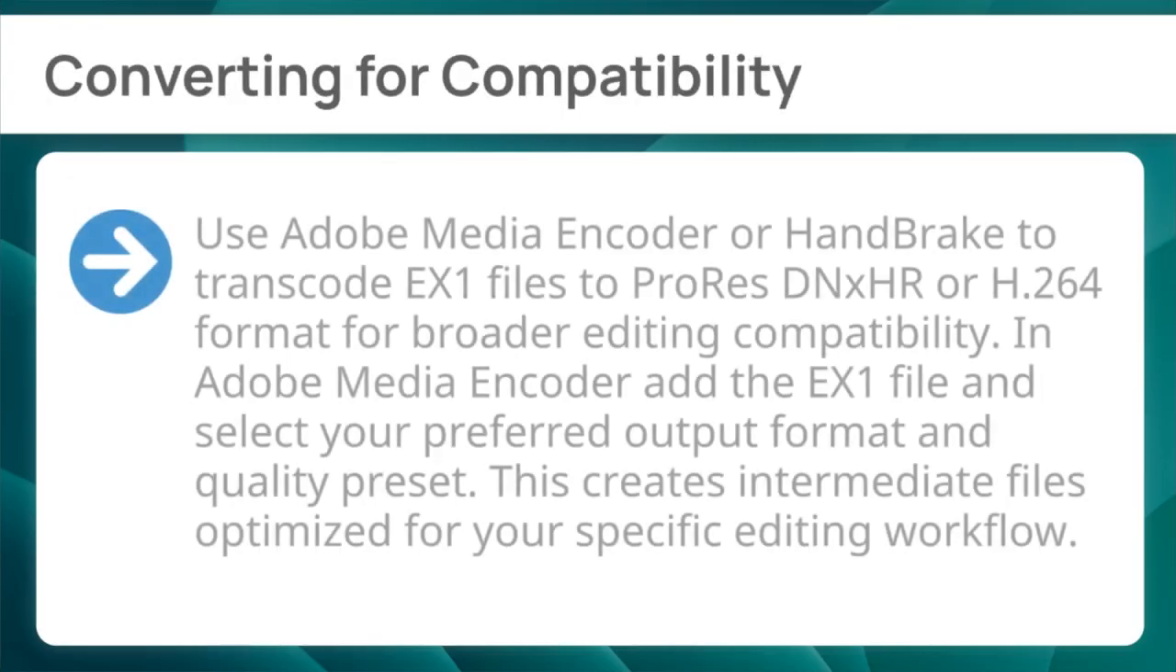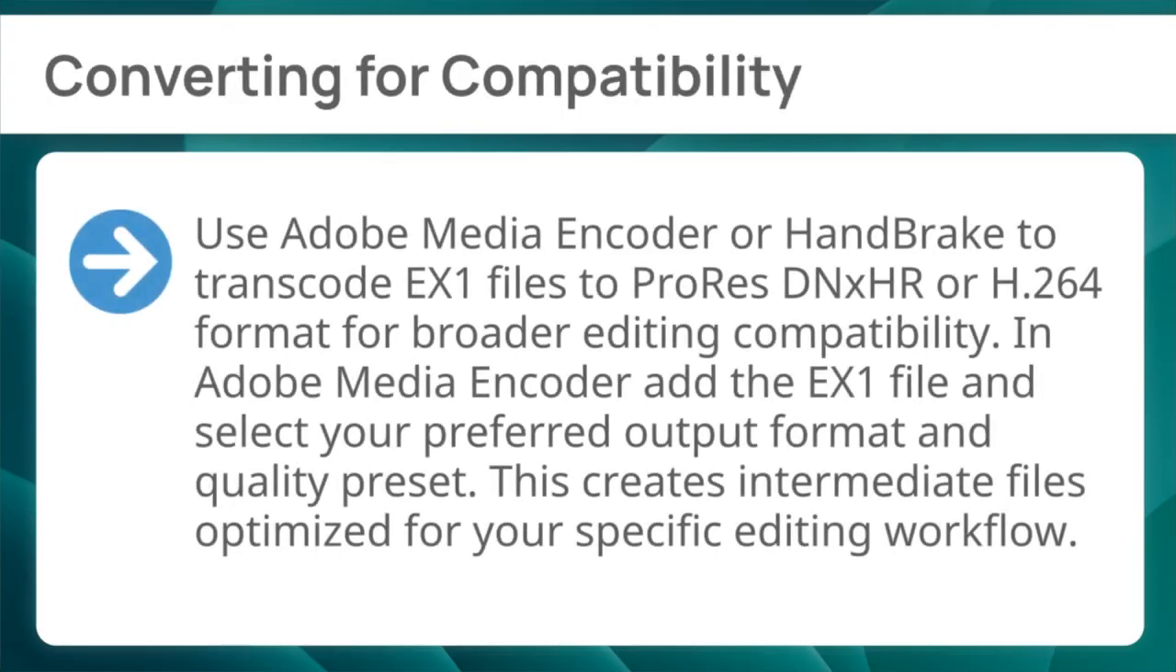Finally, converting for compatibility. Use Adobe Media Encoder or Handbrake to transcode EX1 files to ProRes, DNxHR, or H.264 format for broader editing compatibility. In Adobe Media Encoder, add the EX1 file and select your preferred output format and quality preset. This creates intermediate files optimized for your specific editing workflow.